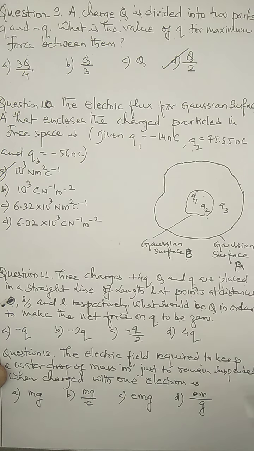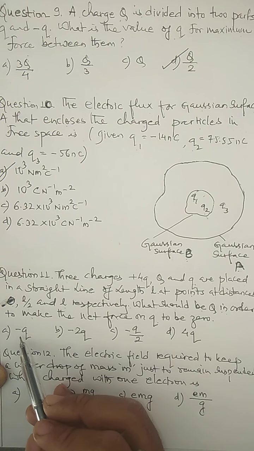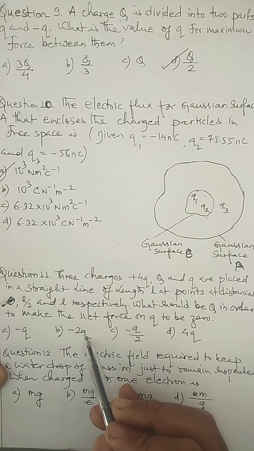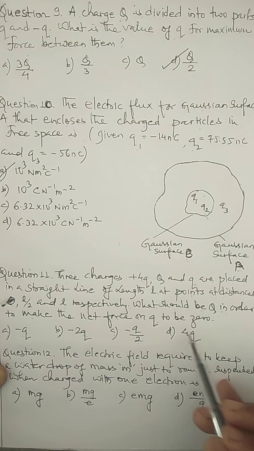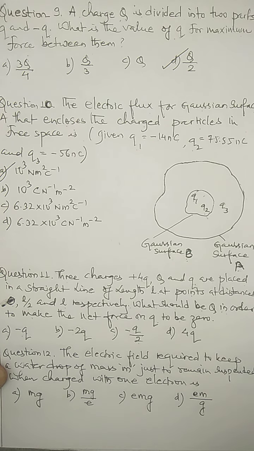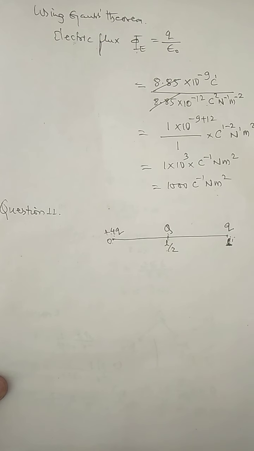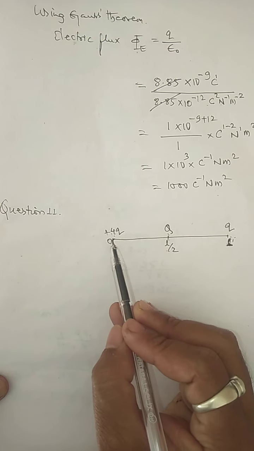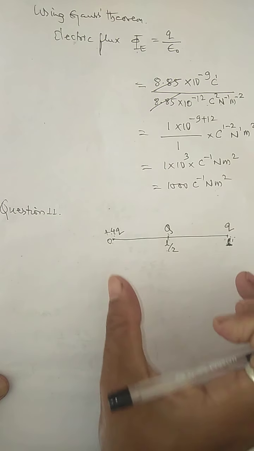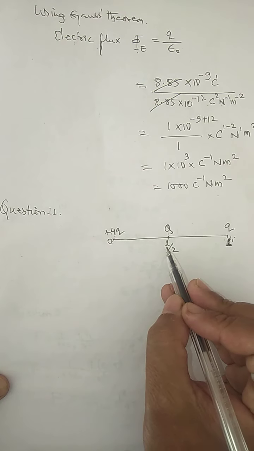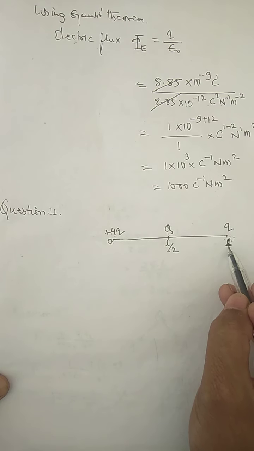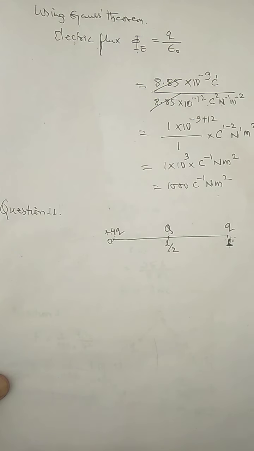For this question, 4 different options are given. Option A is minus q, option B is minus 2q, option C is minus q by 2 and option D is 4q. So in order to choose the correct option, let's do the solution. Let me take a straight line whose length is L. One point is 0, another is L by 2, the midpoint, and another is L, where the three charges are placed.